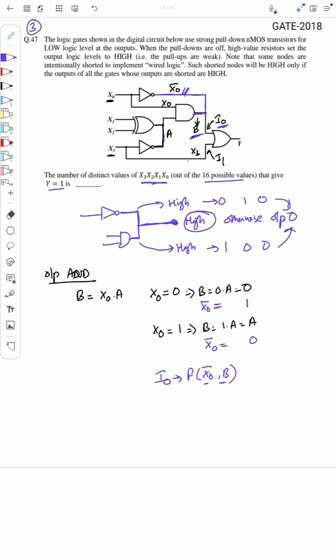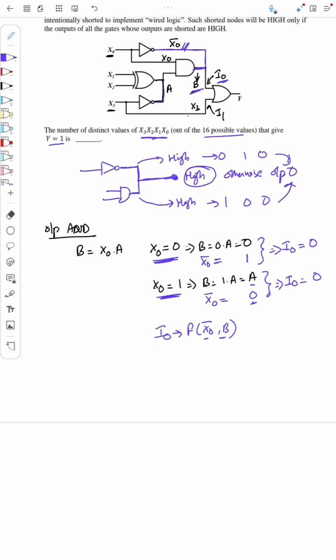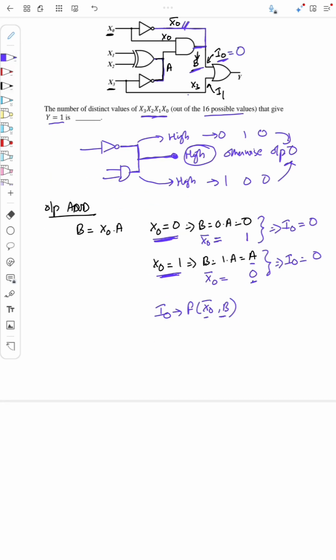So if you take the first case, when x0 equal to 0, the output B is 0 and x0 bar is 1, which means for this case I0 is equal to 0, because 1 AND 0 is 0, right? And similarly for the case when x0 equal to 1, I0 is again 0. Why? Because B is A, that is it can be 1 or 0, while x0 bar is 0, so definitely I0 will be equal to 0, which means for any case of x0, the value of I0 is 0, right? So I0 is actually always 0.